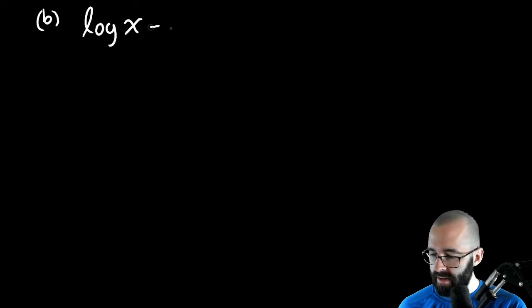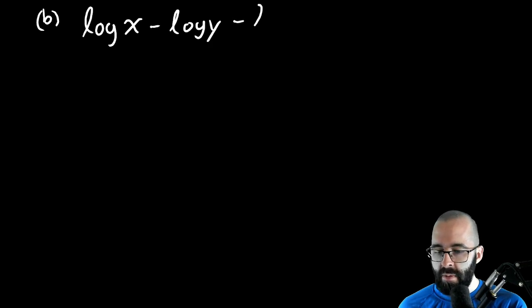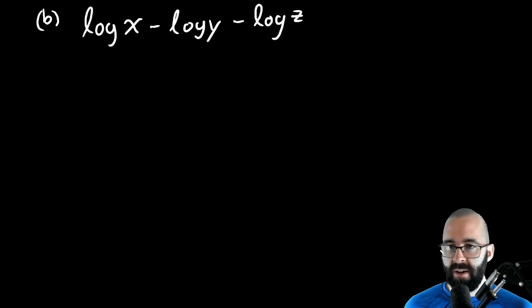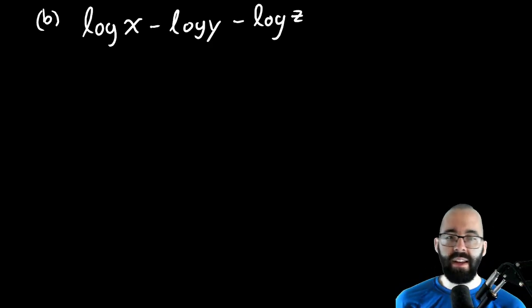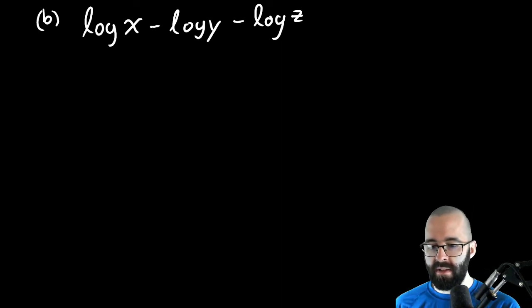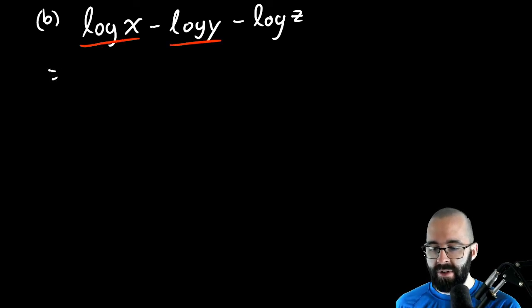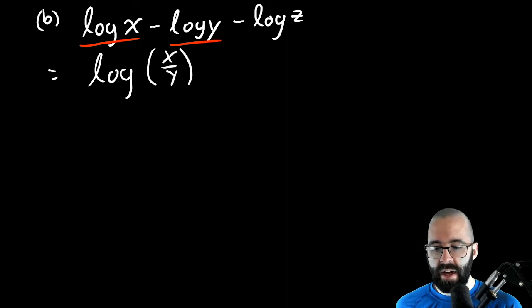Log of x minus the common log of y minus the common log of z. Be very careful with these ones. Everything with a minus sign means denominator. Okay, but we can still do this in order, no problem. First two, quotient rule. This is the log of x over y minus the log of z.